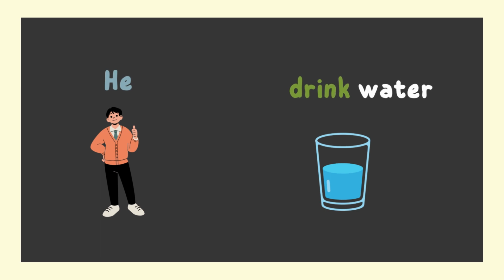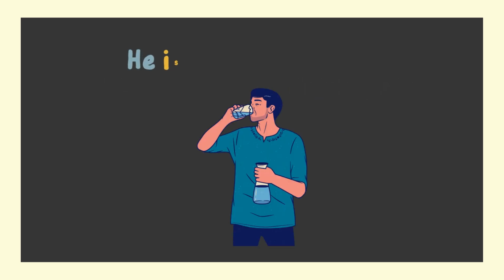So if I wanted to make a sentence with he and the verb drink water, how would I make that in the present continuous tense? I would say he is drinking water. I added ing to drink to make it continuous, drinking.